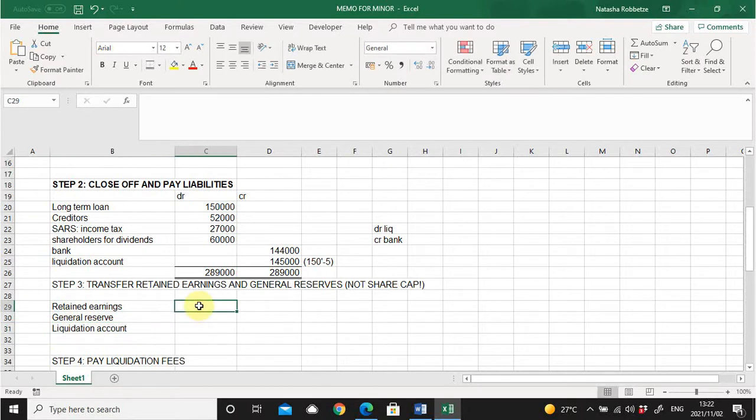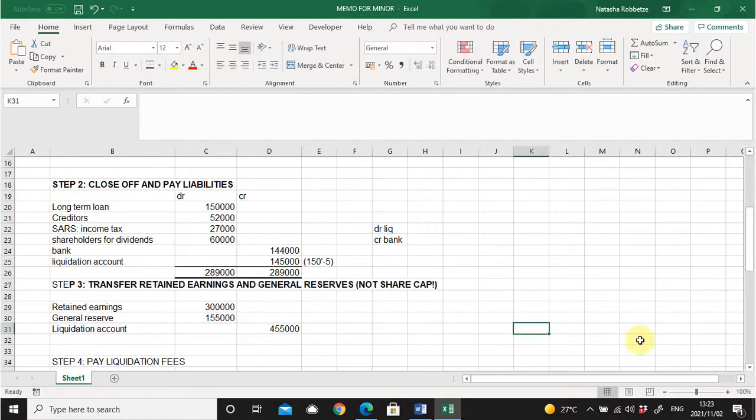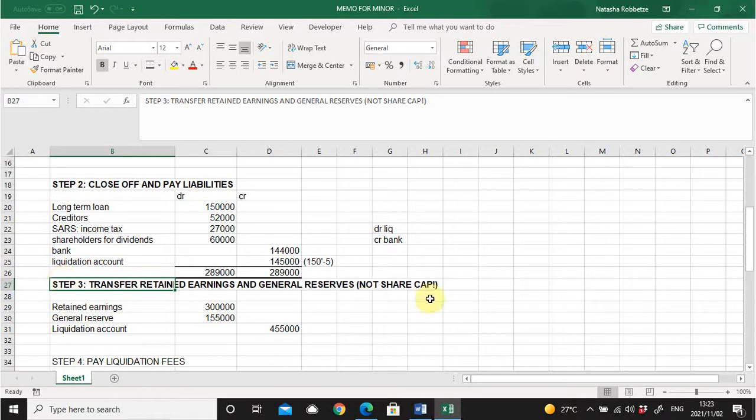For the retained earnings, if I go back to my statement of financial position, there was 300,000 Rand listed there. And for the general reserve, it was 155,000. The sum of that will then be taken to our liquidation account. Right, then that was step 3. As you can observe, it's very important to know the steps off by heart.